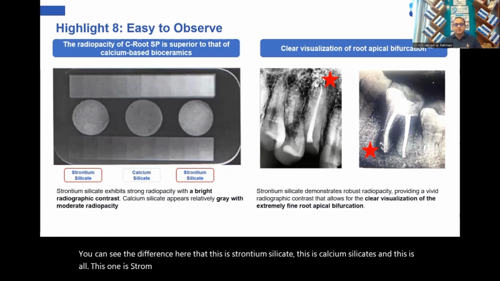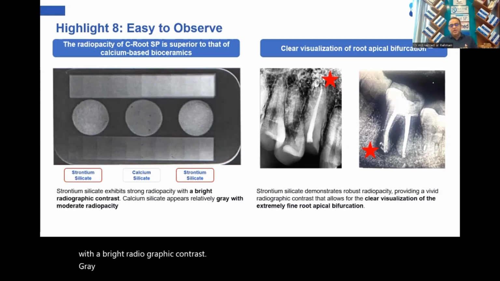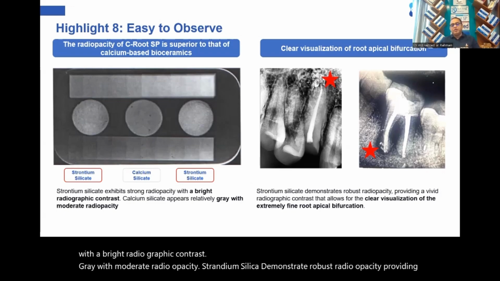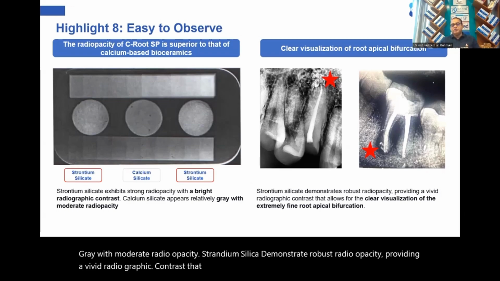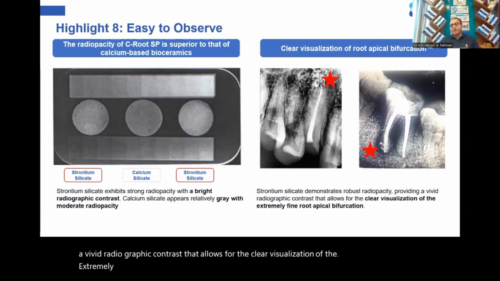So strontium silicate exhibits strong radiopacity with a bright radiographic contrast. Calcium silicate appears relatively gray with moderate radiopacity. Strontium silicate demonstrates robust radiopacity, providing a vivid radiographic contrast that allows for the clear visualization of the extremely fine root apical bifurcation.